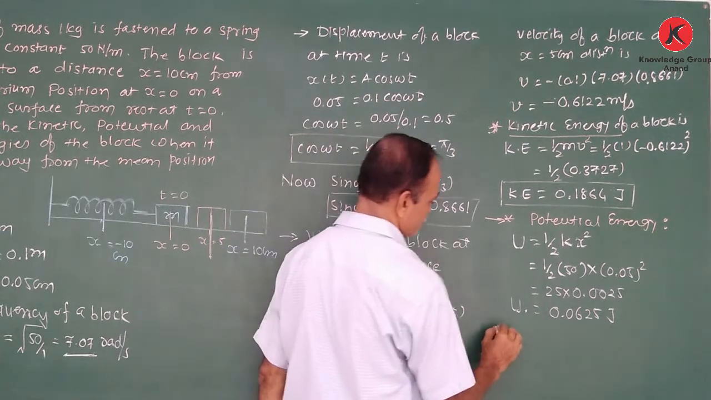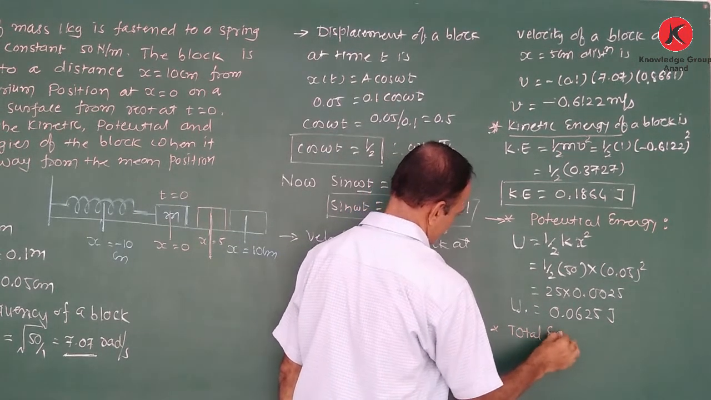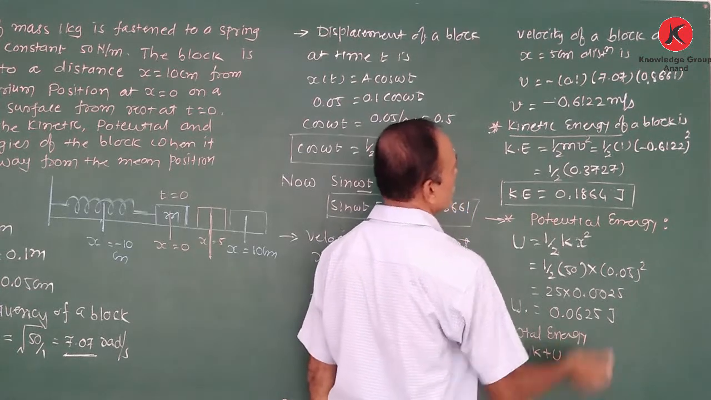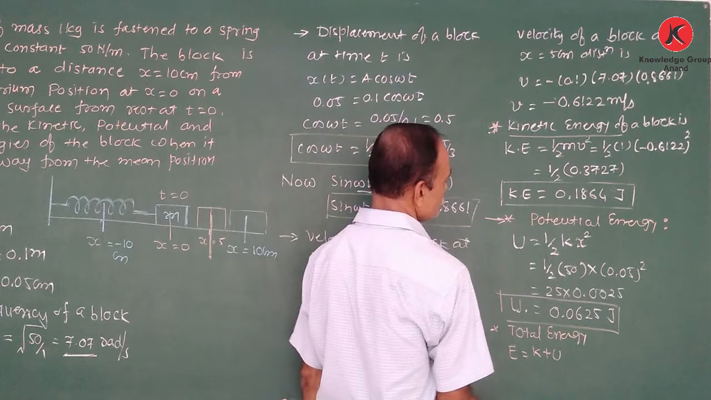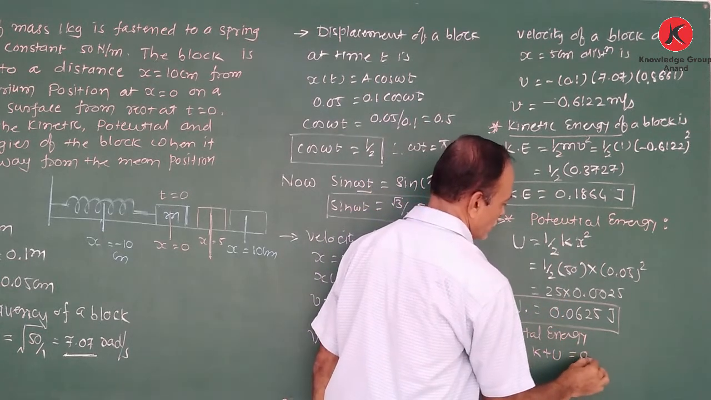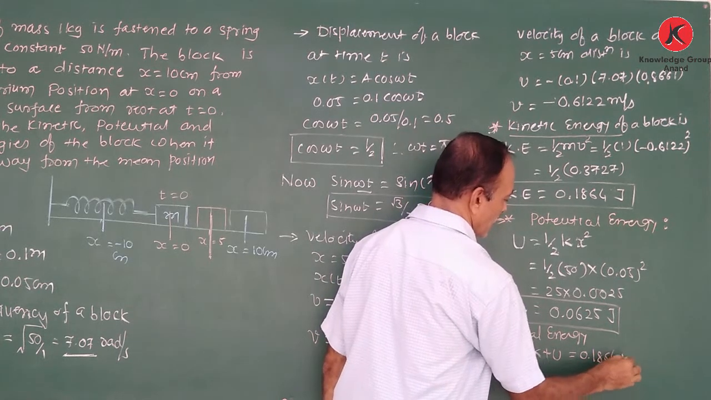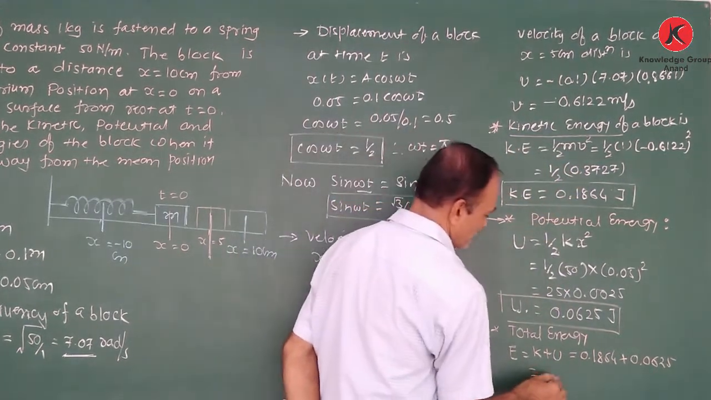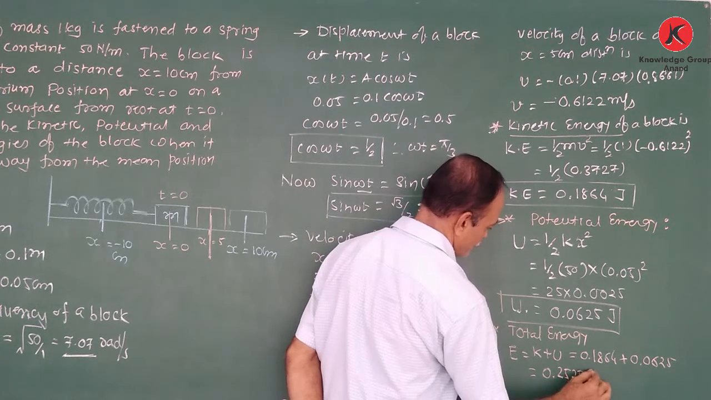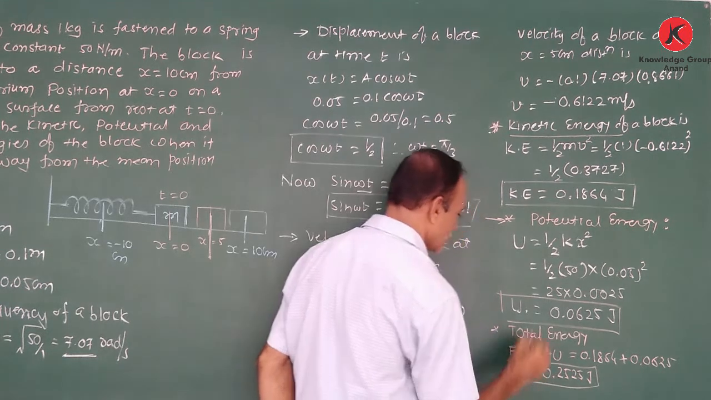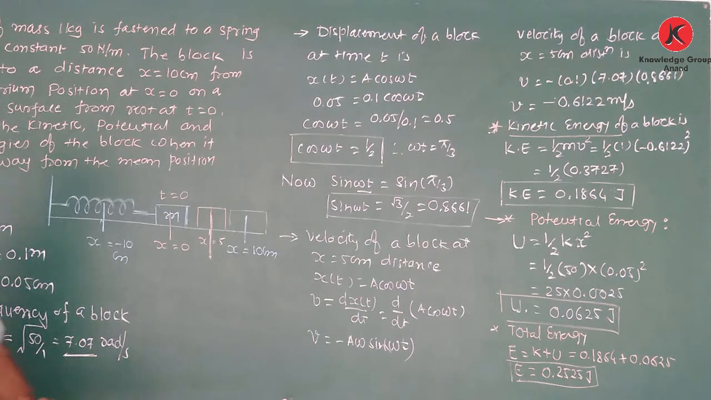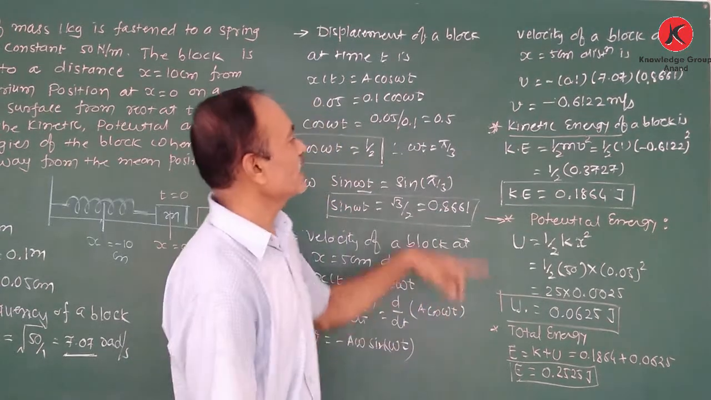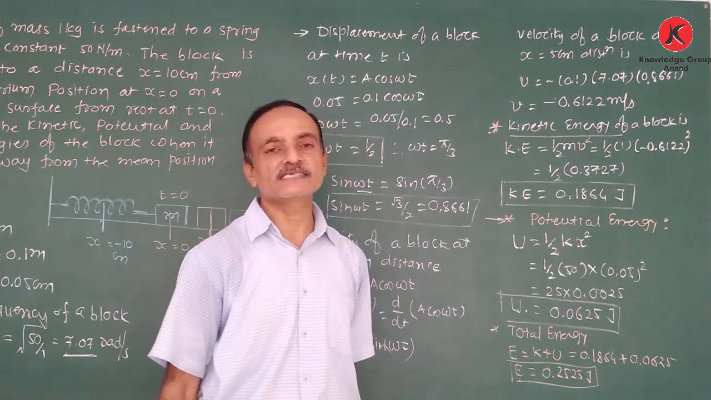And total energy, E is equal to kinetic energy plus potential energy. Kinetic energy we obtained is 0.1864 plus 0.0625. So it's approximately equal to 0.2525 joule. So that is the total energy of the block tied with a spring and displaced by 10 centimeter from its equilibrium position. During its oscillation, when the block is 5 centimeter away from the mean position, at that time the kinetic energy, potential energy, and total energy are these.